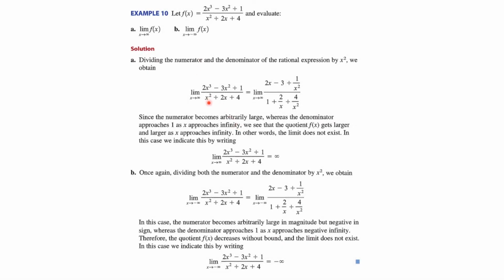So here, when you divide top and bottom by x squared, you get 2x minus 3 plus 1 over x squared, and down here you get 1 plus 1 over 2x. Those are going to go to 0, and this one is going to go to 0. So you see, this is going to go like x. As x goes to infinity, this is going to be growing like 2x minus 3, and that's going to go to infinity, and you have 1 in the denominator. So the answer to that one is infinity.